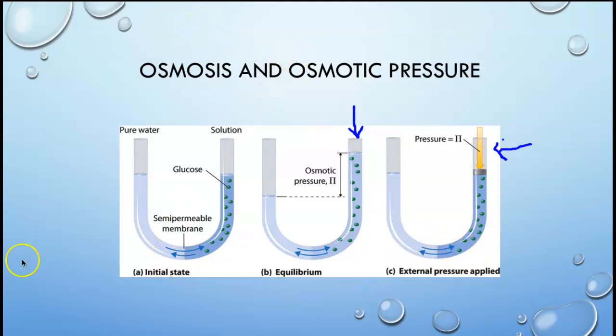So that's osmotic pressure. Osmotic pressure is used in a lab situation for determining molecular weight, because a very, very small amount of a protein can create a pretty high osmotic pressure.